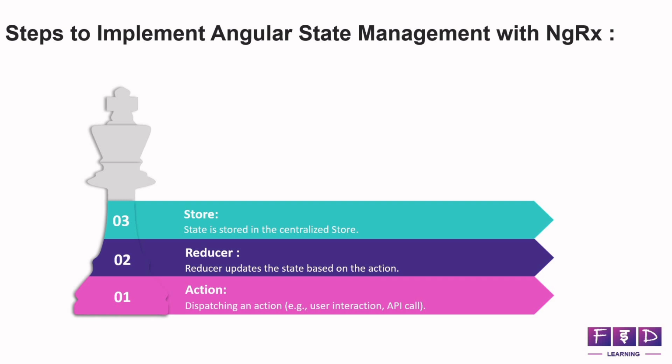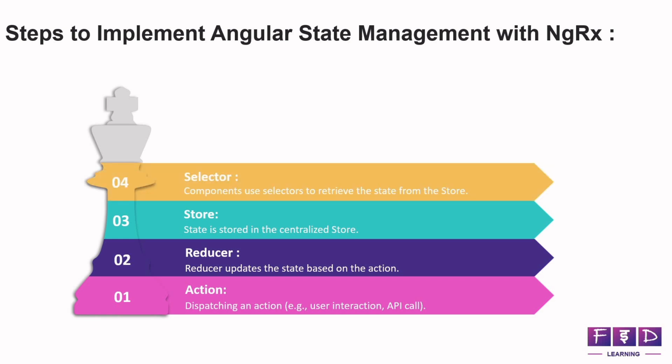In this step, we will register the reducer in the app configuration file, effectively storing the state in the NgRx store. And this sets up the store to manage the application state using the reducer's logic. Next step is to create selectors.